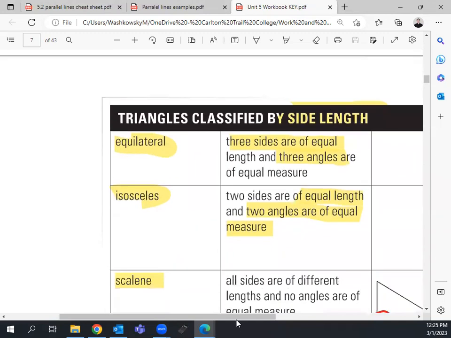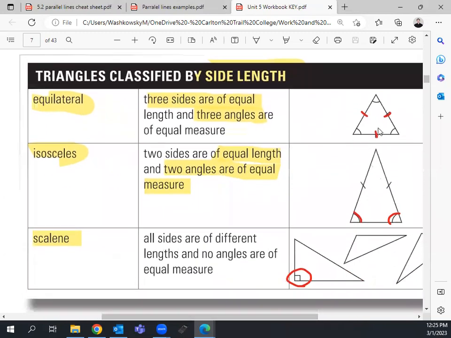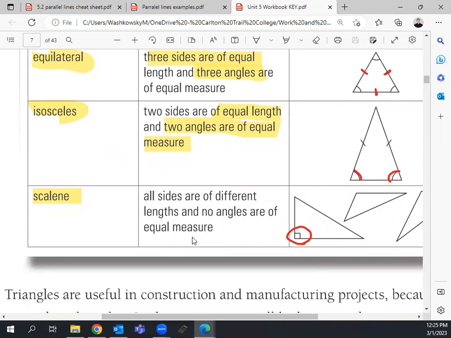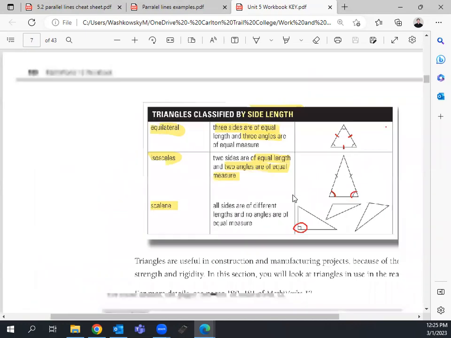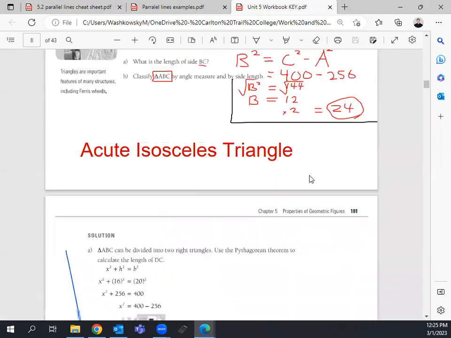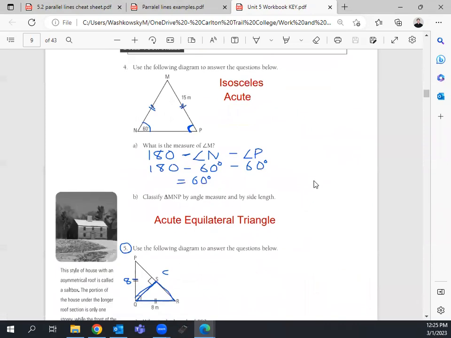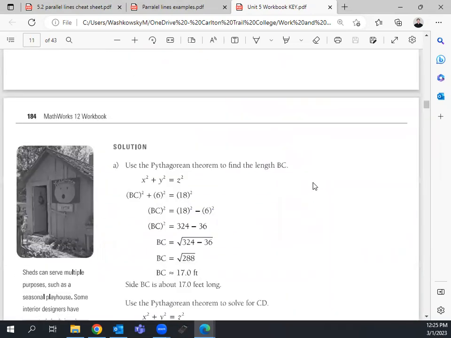And then we also looked at these side lengths. So we have an equilateral triangle where all the angles and all the sides are the same. We have an isosceles triangle where two of our sides are the same, which means two of our angles are the same. And then we have a scalene triangle where everything's different. Using that information, we were able to solve a whole bunch of different problems here.